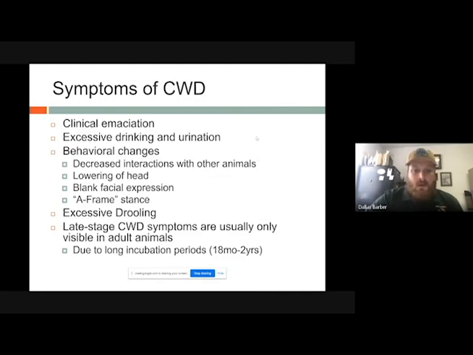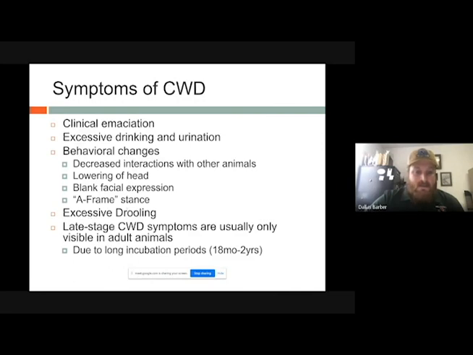Clinical emaciation. So emaciation is just a fancy biology word for looking very skinny, underweight, malnourished. Excessive drinking and urination. So we'll see behavioral changes, decreased interactions with other animals. Typically those animals all tend to be off alone by themselves, hanging their heads, blank facial expressions, standing in an A-frame stance, so with their head down and their front legs spread apart, excessive drooling.